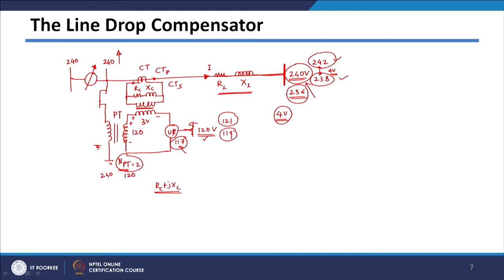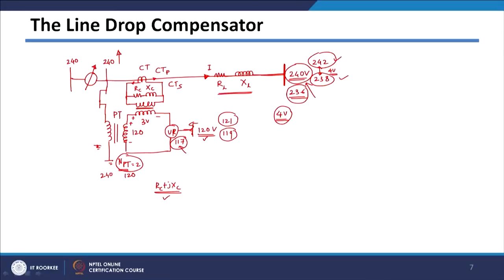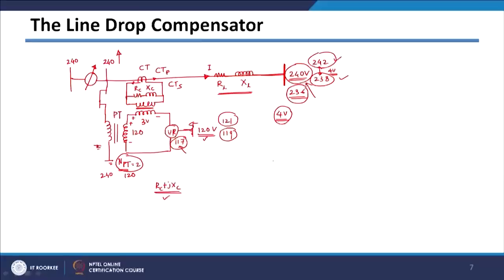Now, the question is how to get these impedance values. As I told you, this impedance inside your line drop compensator, which is nothing but your RC plus jXC, needs to be proportional to your RL and XL. So, how to get these values we can just see. For that, we will see what the base quantities are in the various circuits. There are 2 circuits, one is the line circuit, which is the transmission line or distribution line circuit, and the other is the compensator. The circuit inside the compensator I am calling the compensator circuit. Let us see how much voltage we are getting.